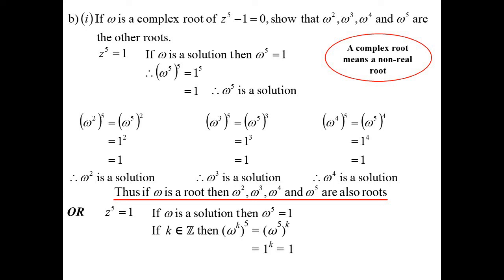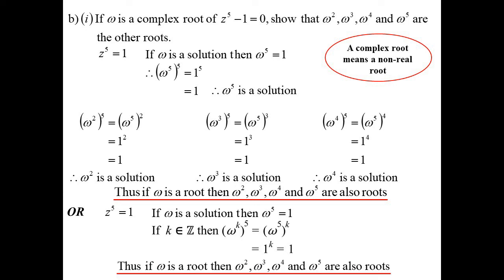1 to the power of k will always equal 1. So what we're now basically saying is, as long as k is an integer, this will be true. So therefore, omega squared, cubed, 4, 5, 6, 7, 8, 9, 10, it really doesn't matter. It will be a solution. So now we've established that.